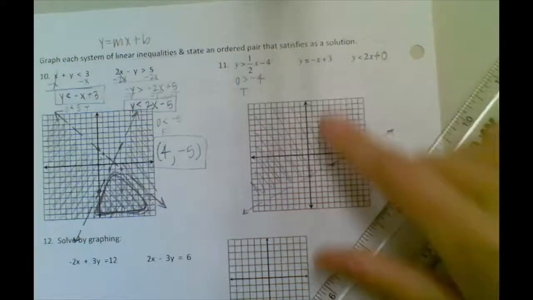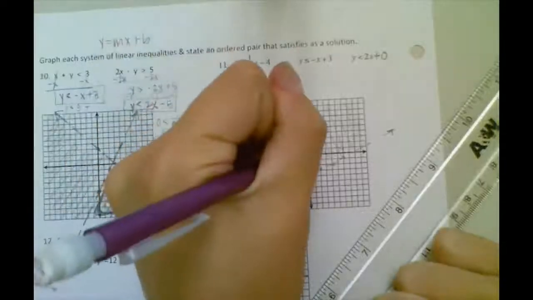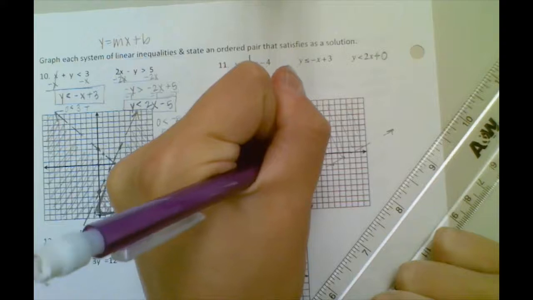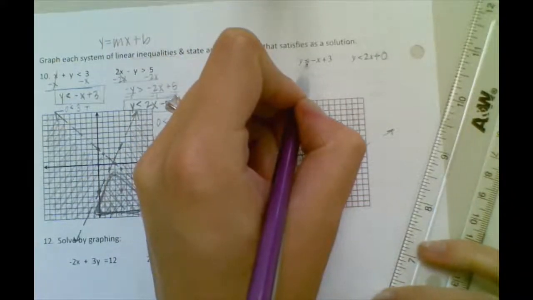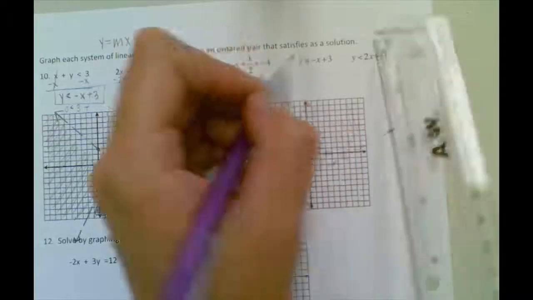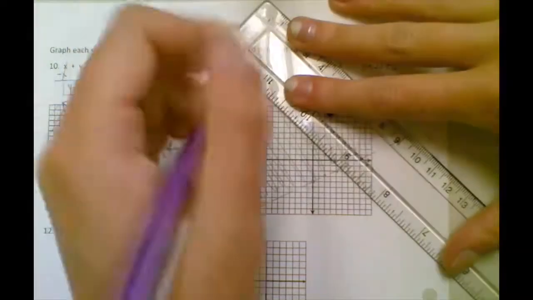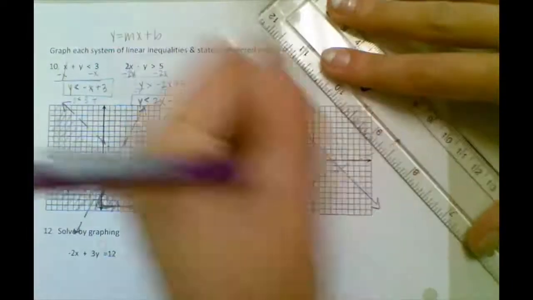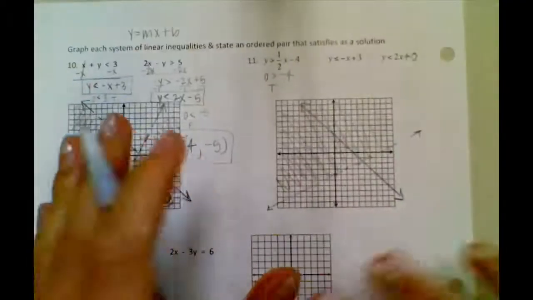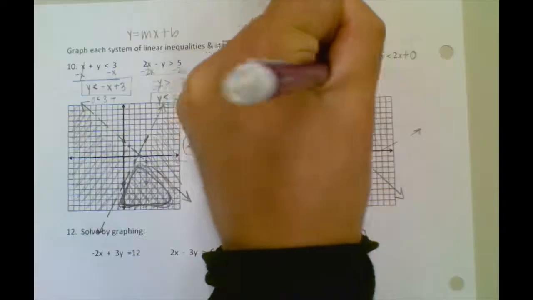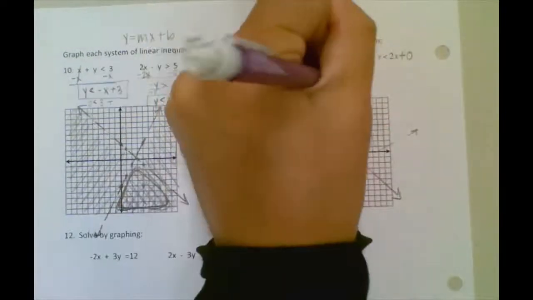Alrighty, for this equation, my y-intercept is 3. My slope is negative 1, so down 1, right 1. And this will be a solid line because there is that equal bar right there. So, draw a nice, pretty, solid line there. And if I use the test point 0, 0 again, 0 is less than or equal to 3. 0 is less than 3. That statement's true.